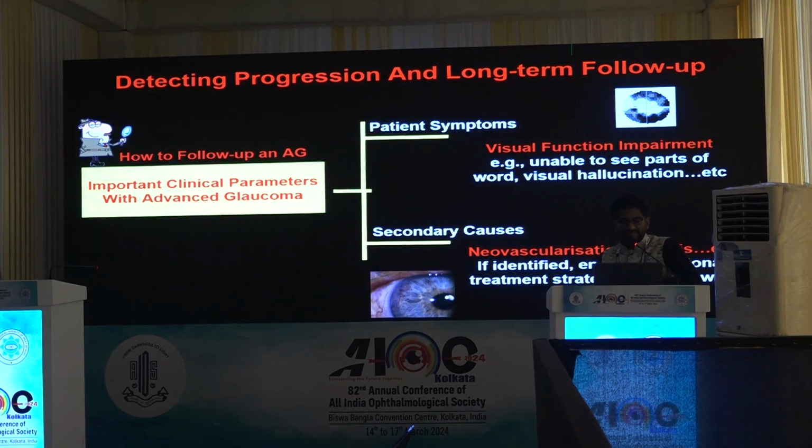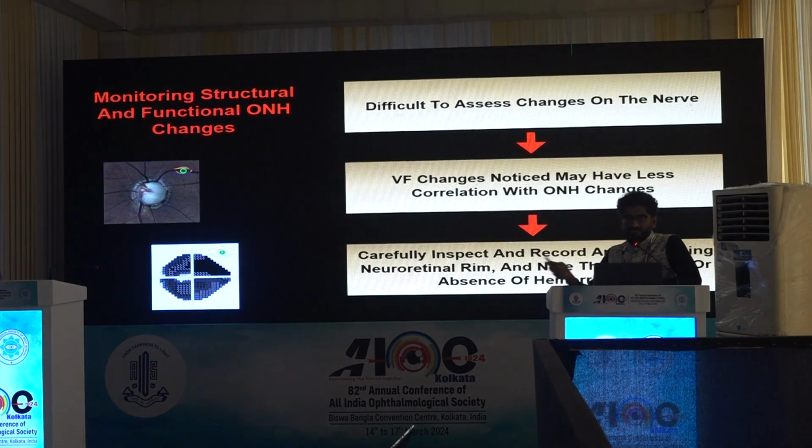So there are patient symptoms, and there are secondary causes which we have to keep in mind when we are dealing with advanced glaucomas. Again, those are very important, and we assess the patient with structure-function correlation, and always a careful inspection, going back to the basic sciences, the ISNT rule, and structure-function correlation with fundus, OCT and visual fields are very important.